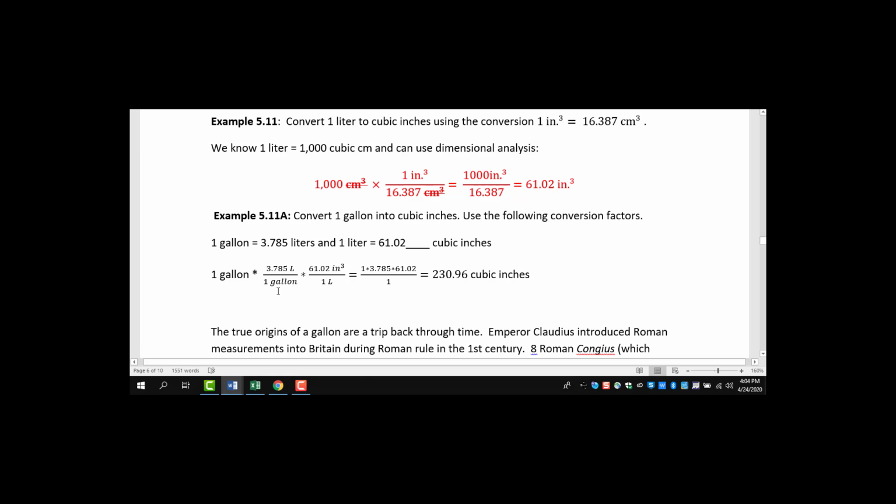So there's the work using dimensional analysis. 1 gallon times that many, the gallons cancel. I'm left with liters. Use this equivalency, put liters on the bottom so they cancel, and I'm left with cubic inches. The only thing left is cubic inches. Multiply the numerators, the denominators, and divide, and I get that many cubic inches. But it's a lot easier to go to the store and ask for a gallon than 230.96 cubic inches. But that's the relationship.